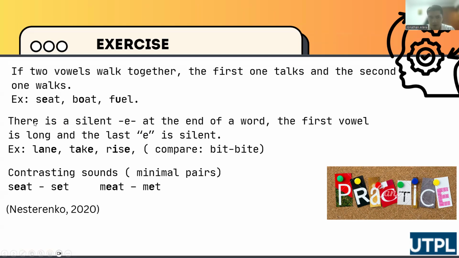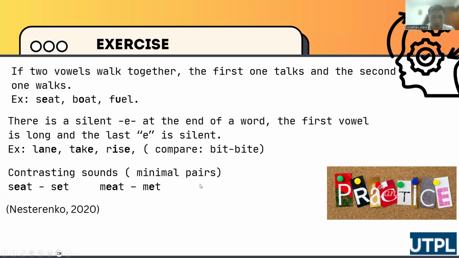And we have another basic rule that is called when there is a silent E at the end of the word. This is like this. The first vowel is long and the last E is silent, so we don't pronounce it. For example, it goes lane, take, and rise. Okay? So here we can use an example that I found also in the didactic guide, which is bit and bite. The pronunciation changes, it is a long vowel. It's not a short vowel. And that is how we understand this basic rule for vowels.